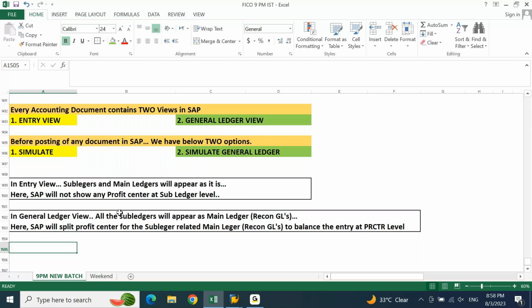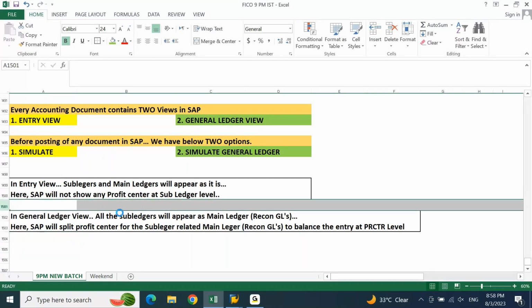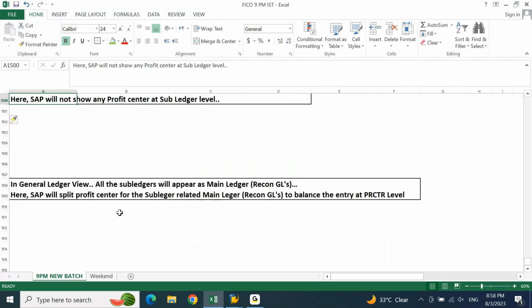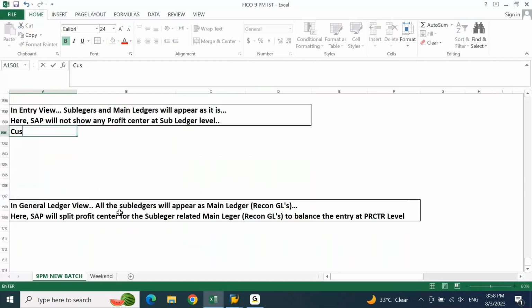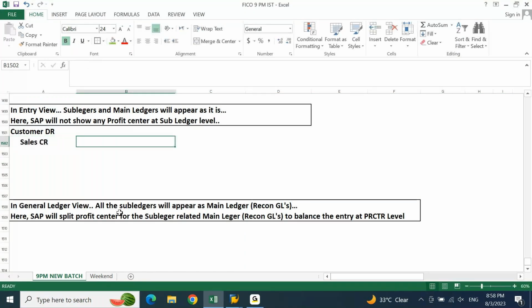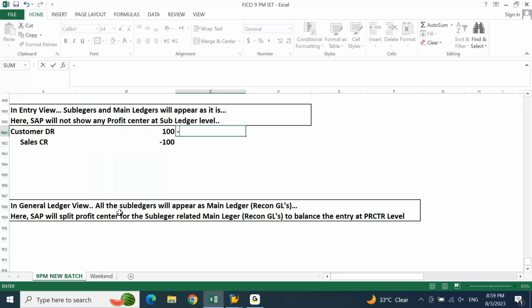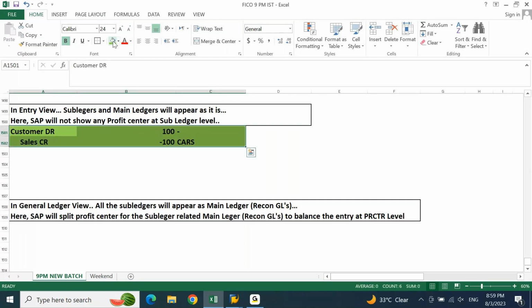Okay, when you look at the entry in entry view, it will show subledger and main ledger as they are. So in this accounting entry, what is the system going to do? Here it will show customer debit and sales credit. It will show 100. There will be no profit center here. There will be cars here. This is your accounting entry which will get processed here.